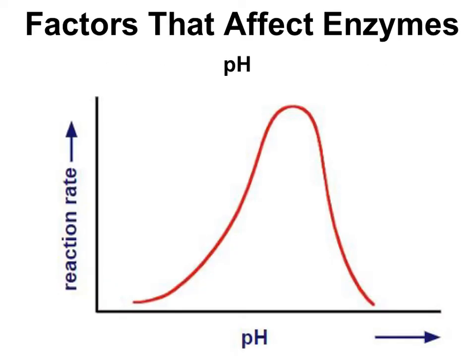Next is the effect of pH on reaction rate. Like temperature, there's a sweet spot right here, an optimal pH, with a maximum reaction rate, but pH that's higher or lower than the optimal pH will have a decreased reaction rate. Now let's explain why this is.